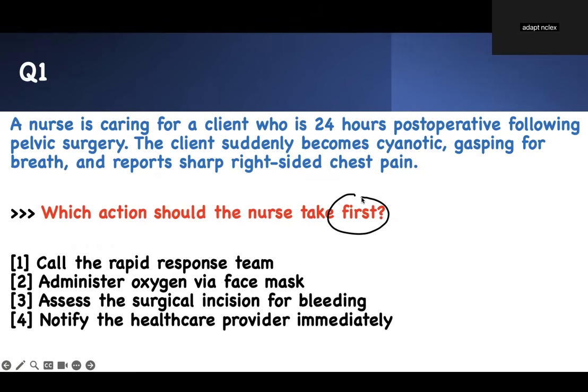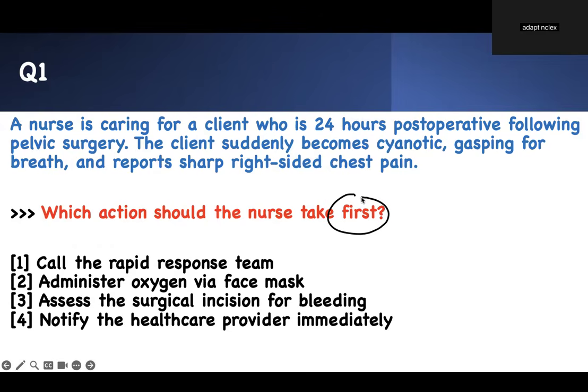What is the issue? A nurse is caring for a client who is 24 hours post-operatively following pelvic surgery. The client suddenly becomes cyanotic, gasping for breath, and reports right-sided chest pain. Which action should the nurse take first? Call the rapid response team, administer oxygen via face mask, assess the surgical incision for bleeding, notify the health care provider immediately. How do you answer the question?